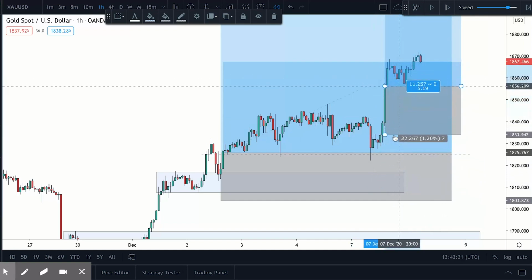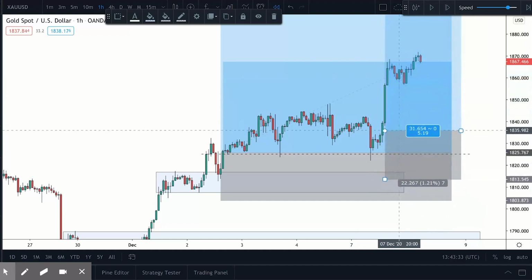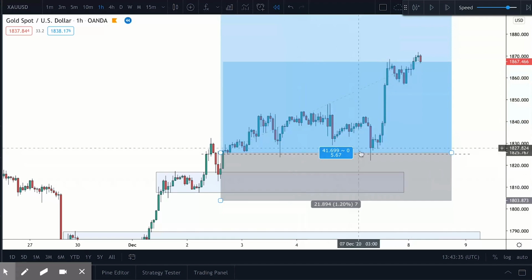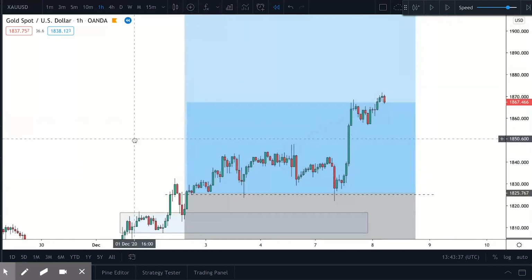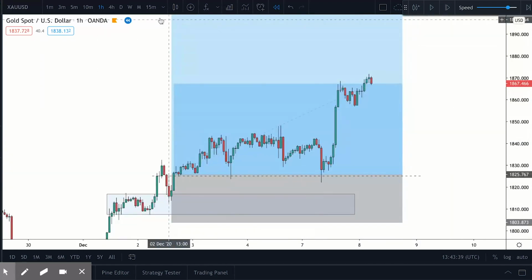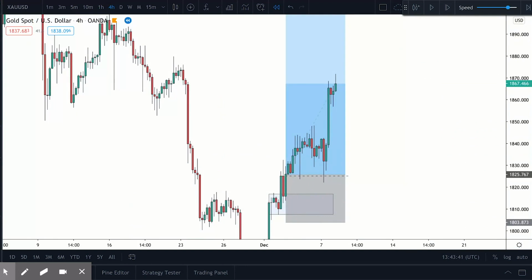Or, if you'd waited for the structure shift, you may have missed the move. But of course, we saw we had multiple retests of this level, allowing us to enter. Okay. And then I'm going to bring it back over to the 4-hour chart and see how the trade runs.